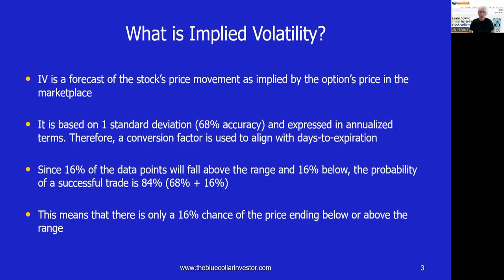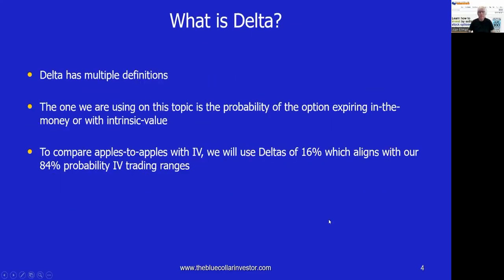So in other words, when we're using these trades, then there's only a 16% chance of the price ending below or above that range. Now, again, this isn't a precise number. It's a likely number. So it's an approximation. So I want everybody to understand that this is a probability, an 84% probability of success trade. That's how I'd like to frame it.